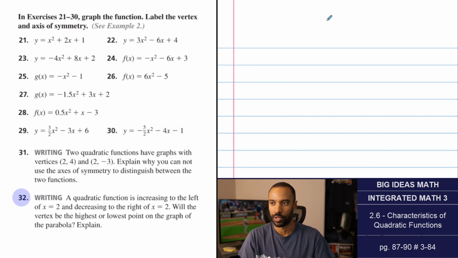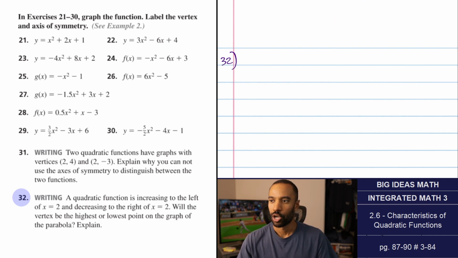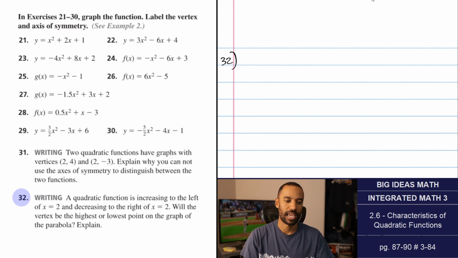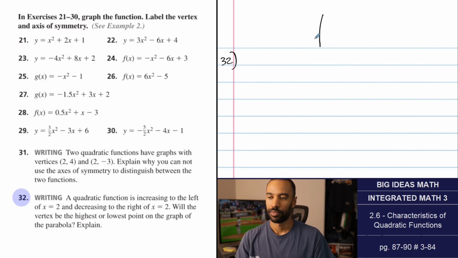Number 32. Oh, and we haven't talked about increases and stuff yet. I guess we're getting into that. Probably mins and maxes as well. A quadratic function is increasing to the left of x equals 2 and decreasing to the right of x equals 2. Will the vertex be the highest point or lowest point on the graph of the parabola? Explain.